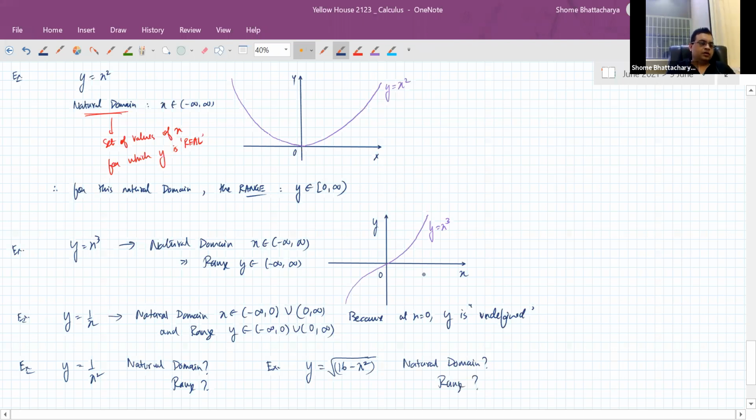So don't worry about restricted domain yet. We'll discuss that. First, let's get a grip on what is the natural domain of a function, how to analyze that, and from that how to analyze the range of the function for simple types of functions like this. Okay. As we come to more complicated functions, we'll see that calculus becomes necessary to analyze.